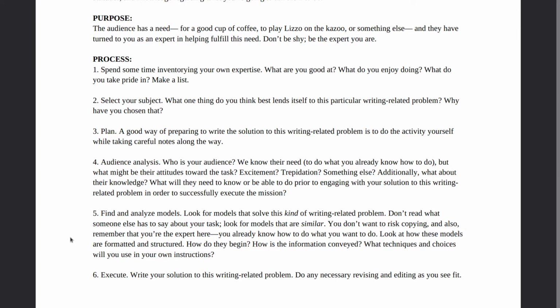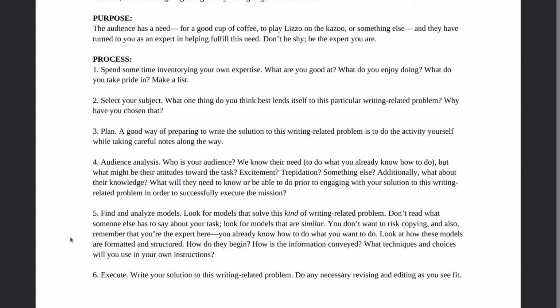Step 5 in the process is to find and analyze models. And when you're doing research for this, when you're finding models, you are looking for models that are like what you are writing about, but not exactly the same. So if you're writing about how to parallel park, don't look up instructions on parallel parking. You might look up instructions on doing something else with a car, or instructions on doing something else with a piece of machinery, but don't look up how to parallel park.